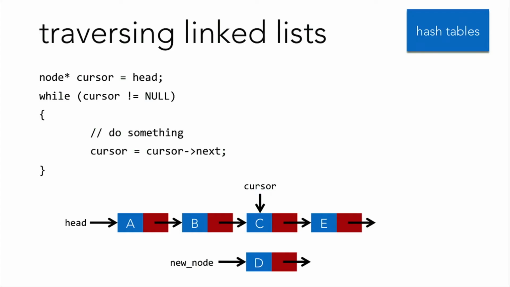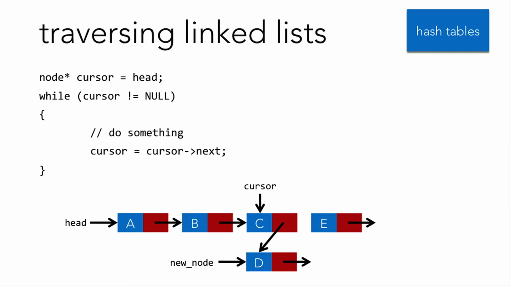Say you determine that D becomes in between C and E. To insert the node, have the new node D point to the node E, which is cursor next. And then C, the cursor, can then point to D. That way you maintain a list. Be careful not to lose your links by moving cursor arrow next to D right away.